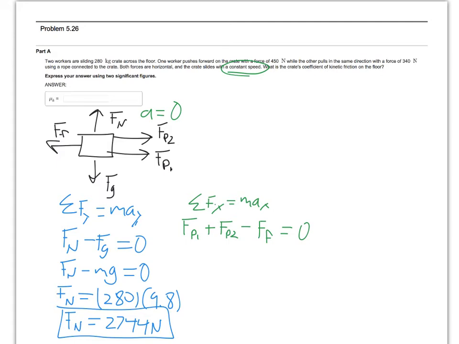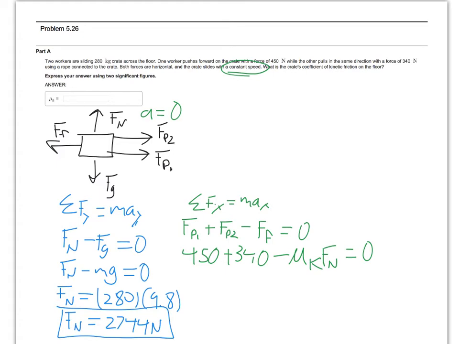The x, we're moving at a constant speed, so that means that my acceleration is 0. So I can substitute in for some of these. I know my two pulling forces are 450 and 340. For that force of friction, I can make that substitution. That is mu k times my normal force. That's going to be equal to 0.